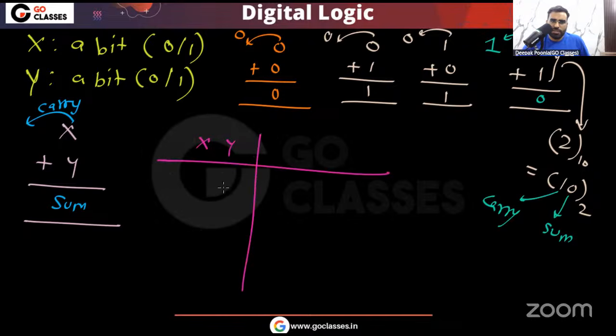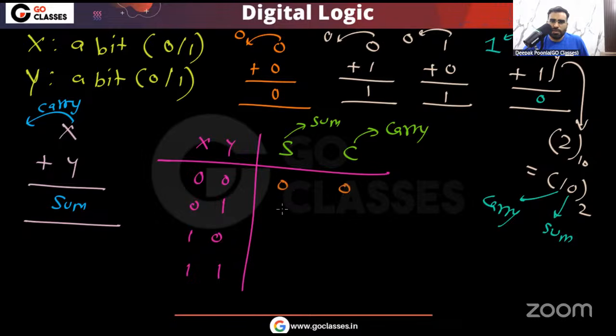we have two bits X and Y. So here you can see these are the possibilities. There are four possibilities here: 0 0, 0 1, 1 0, 1 1. What is sum? Let's call it S. S means sum. And let's see, C means carry. Okay, so you can easily notice here that when 0 0, then sum and carry both are 0, 0.